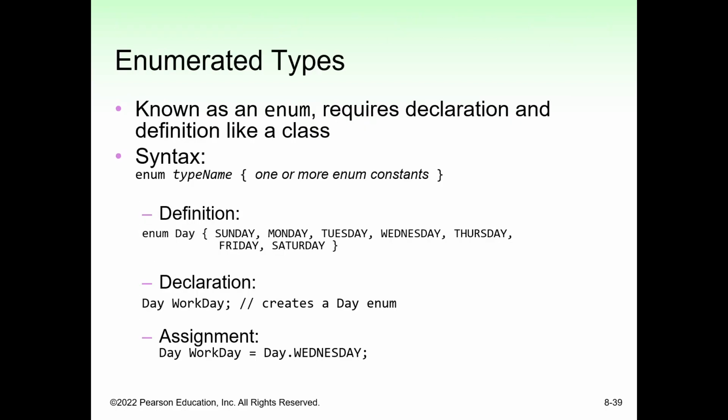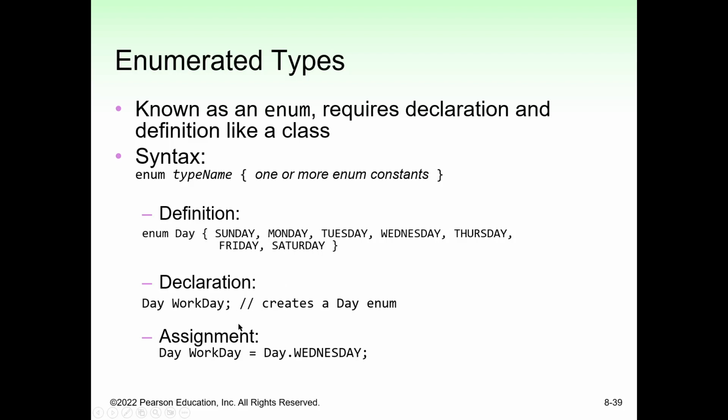Now, the next thing we're going to cover is enumerated types. Enumerated is known as enum, E-N-U-M, that stands for enumerated. You have to declare your enumerated type and define it as a class. This is the syntax: enum, then you type whatever name you want it to have, and then you put your constants. In this case, we're creating an enumerated type of days: Sunday, Monday, Tuesday, Wednesday, Thursday, Friday, Saturday.